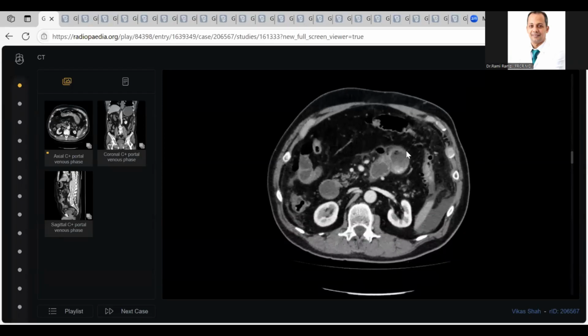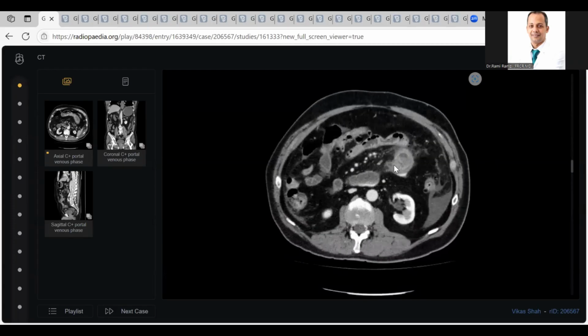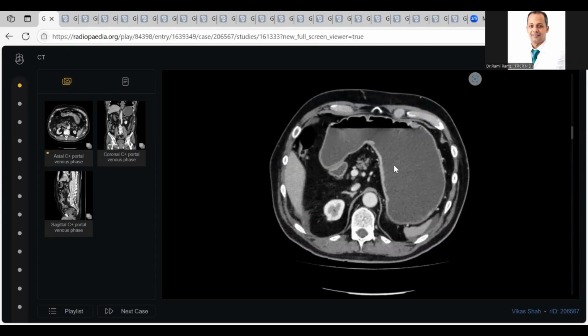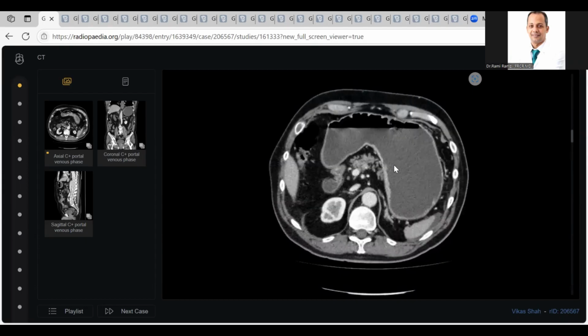See, very large foci of air here. So this is perforation. At least if you told me this is a perforation, I will pass you. There are another 2 important findings here. There is a calcific lesion here.